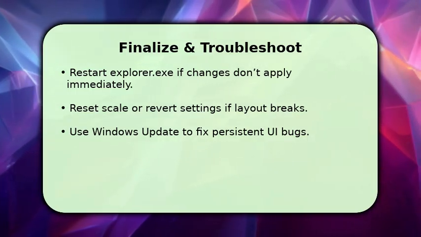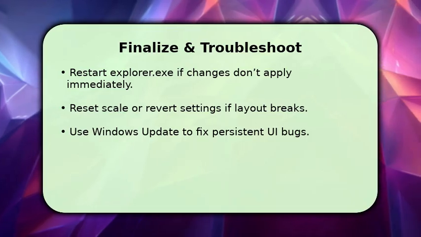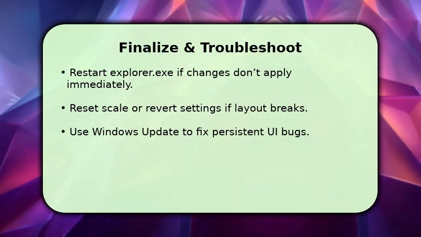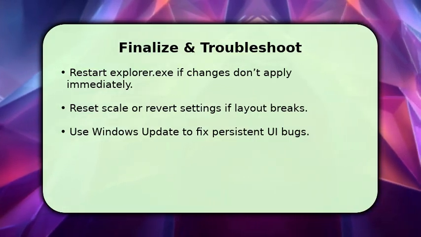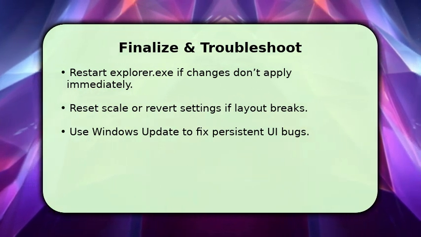Make sure to sign out and back in if you still see inconsistencies. If the taskbar breaks or icons overlap, revert scale settings or run Windows Update to get UI fixes. One key troubleshooting tip: restarting Explorer resolves most appearance hiccups immediately.